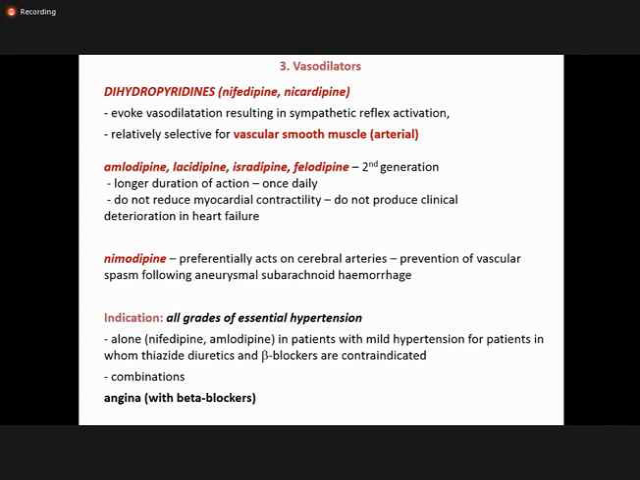Dihydropyridine group, very important. One important point. Calcium channel blockers, two major groups: dihydropyridine group and non-dihydropyridine group. In the non-dihydropyridine group, we have two important examples, diltiazem and verapamil. Why am I focusing on this point? This is important because the dihydropyridine group acts on blood vessels, whereas the non-dihydropyridine group, in which we have diltiazem and verapamil, mainly acts on the heart.